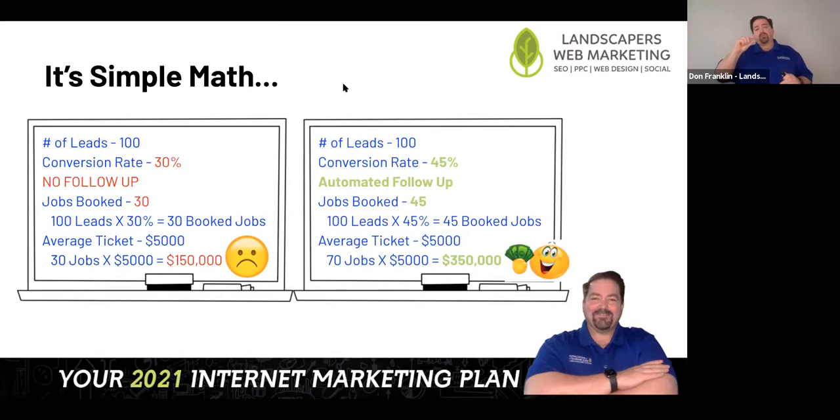Now let's take that same exact 100 leads, not bringing in any more traffic. We just increase our conversion rate by 15%. So 45% conversion rate because we do automated follow-up. Now we have 45 booked jobs with an average $5,000 ticket. Now we're looking at $350,000 revenue. Big difference for a small increase in conversions, right?